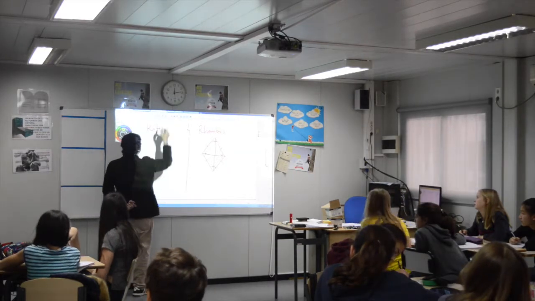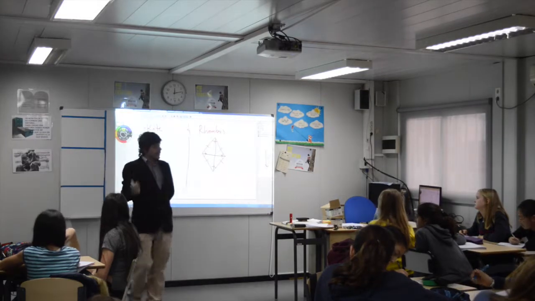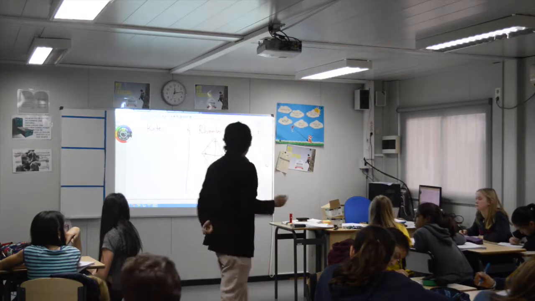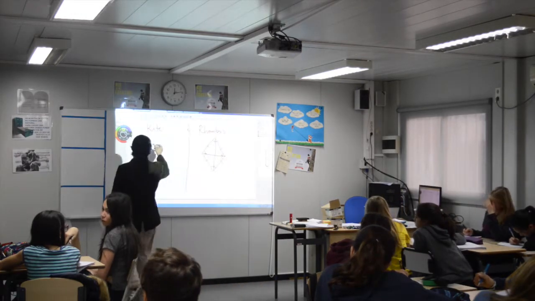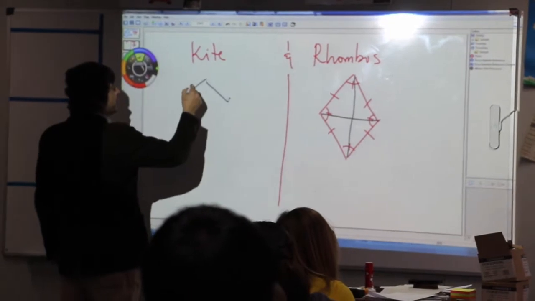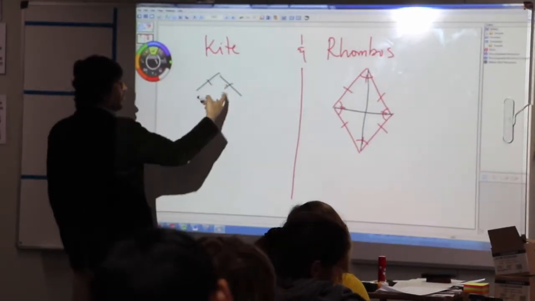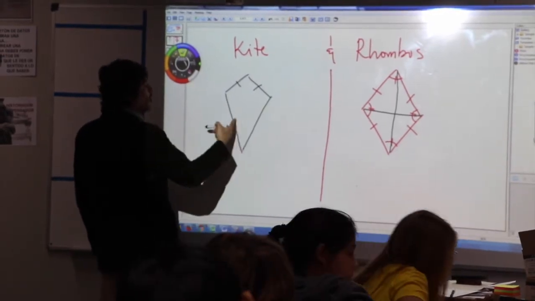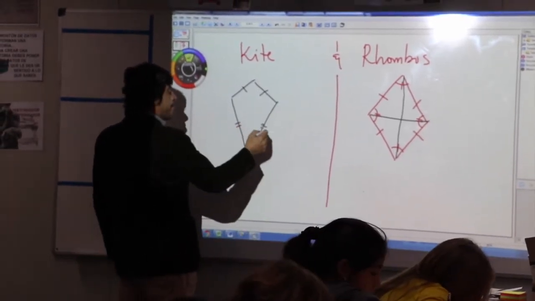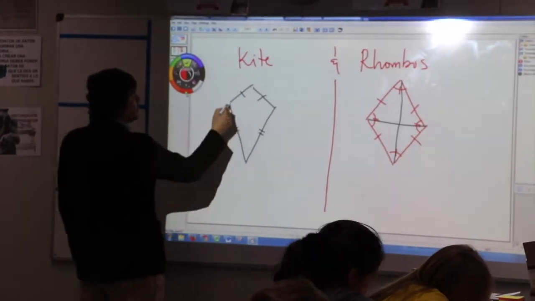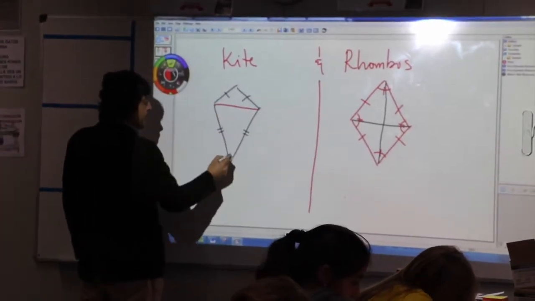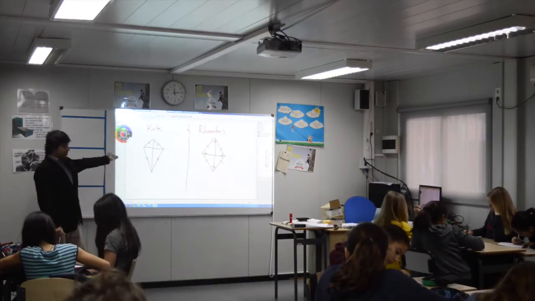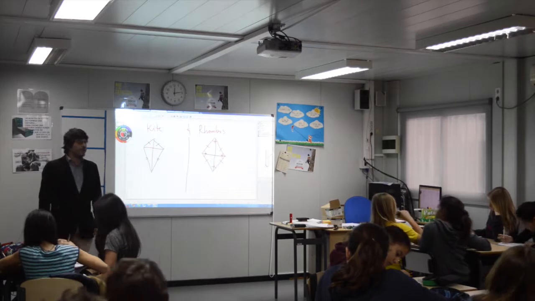So what happens with the two sides that are the same? Are they adjacent or are they opposites? They're adjacent, yeah. So we're going to show the two short sides of the kite that are actually next to each other. They're congruent. And the other two sides are also congruent between them. And in this case, the diagonals behave like this. That's the kite. And the rhombus, okay? Please make sure you write the differences.